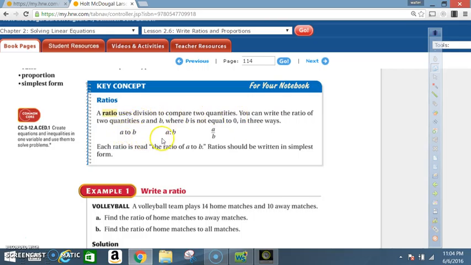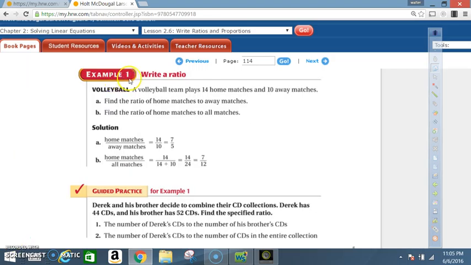Key concept, ratios. A ratio uses division to compare two quantities. You can write the ratio of two quantities, A and B, where B is not equal to zero, in three ways: A to B, A divided by B, or A colon B. Each ratio is read "the ratio of A to B." Ratios should be written in simplest form.